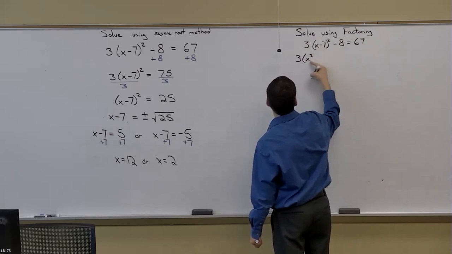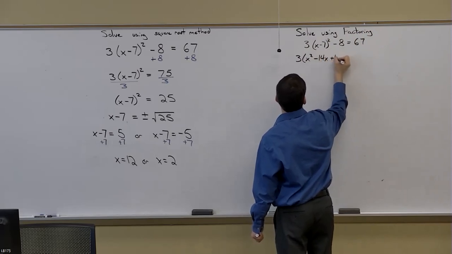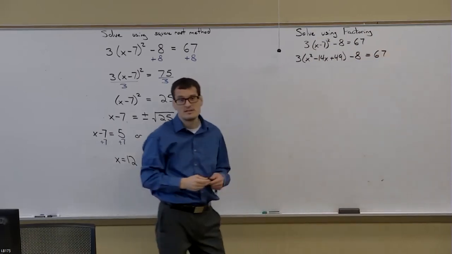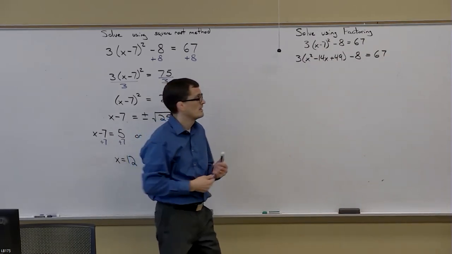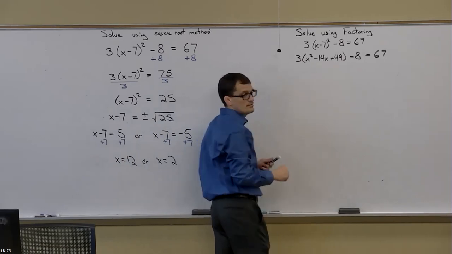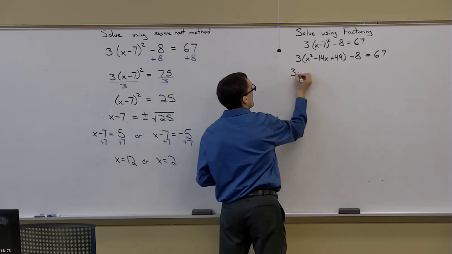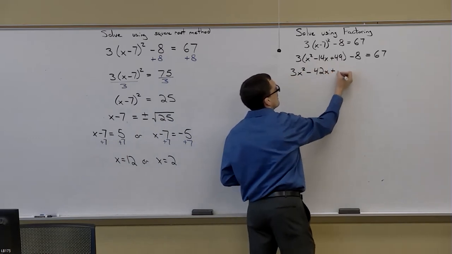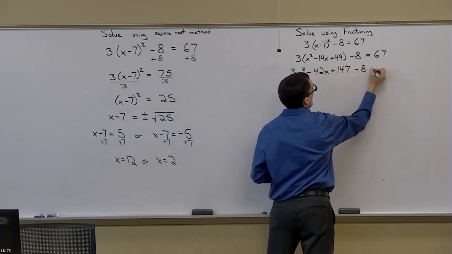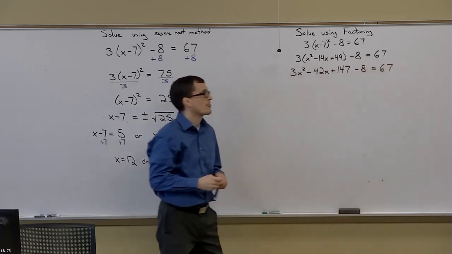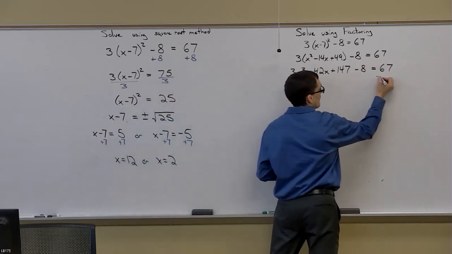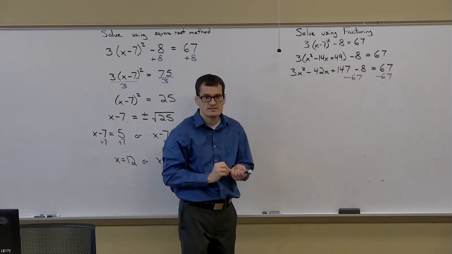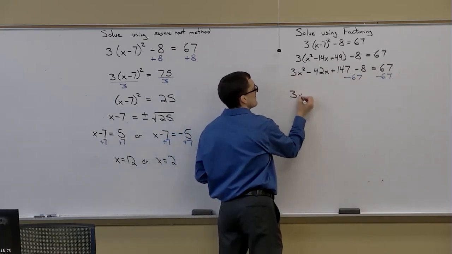square this. That would have been x squared minus 14x plus 49 inside that parentheses. Is everybody okay with that? And then I'd have to multiply 3 in. And then I would have had to get 0 on one side. And I would have essentially done a lot of work.